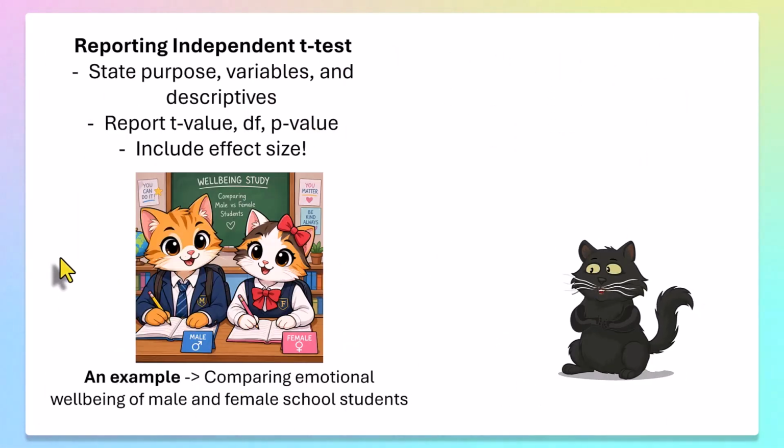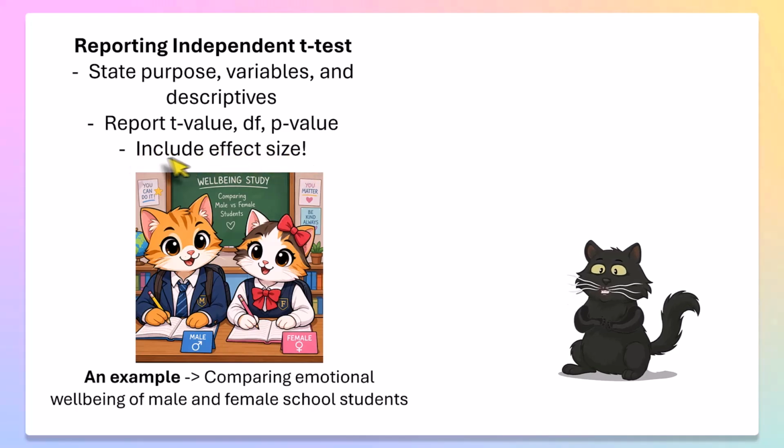Hi there. In this video, I'm going to talk about how to go about reporting an independent t-test result. So what we want to do when writing up the result is to state the purpose of the test, the variables we have, and some descriptive stats. Then report the t-value, degrees of freedom value, and p-value. And something we really don't want to forget is to include the effect size.